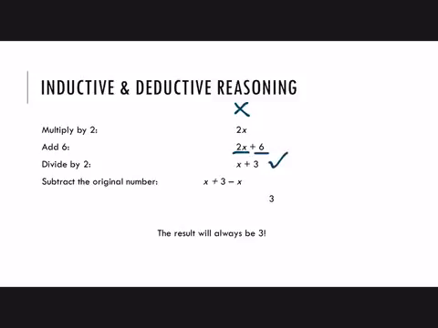And then we subtract the original number. Well, in this case, we used x to represent our original number, so we're subtracting x. And then x minus x, that's 0. And we're left with 3. So this is deductive reasoning. We have proved this. We haven't assumed anything about x. We just used a letter. It could have been 1/2. It could have been -4. So we've proved that no matter what you start with, you always get 3 as the answer.